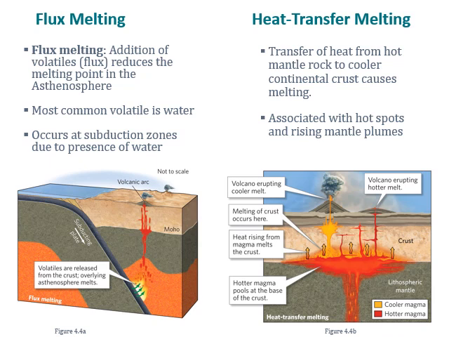Think of an electric burner on your stove transferring heat to a pot of boiling water, for example. And this heat transfer melting is associated with hot spots and rising mantle plumes. So hot spots and mantle plumes have two types of melting associated with them, working together with each other.